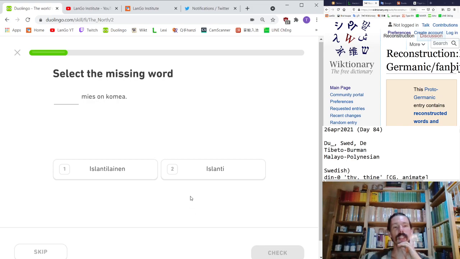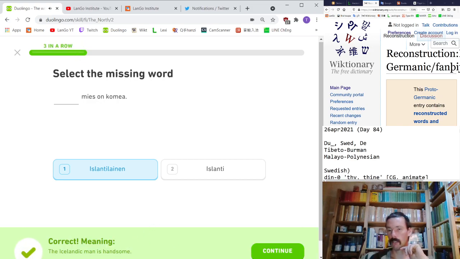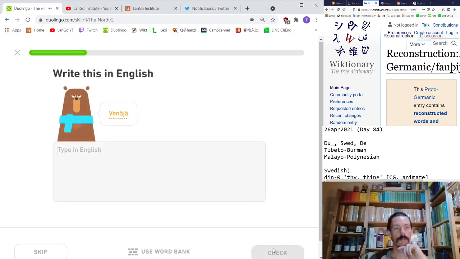Islantilainen mies on komea. Means that man is handsome. So I think it's the Icelandic man is attractive. Yep, Icelandic man is handsome. Venäjä. Huh. What do you think of that? Venäjä. From the Wends, maybe? Russia.